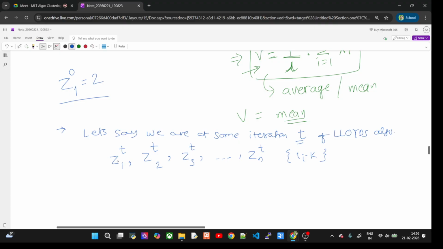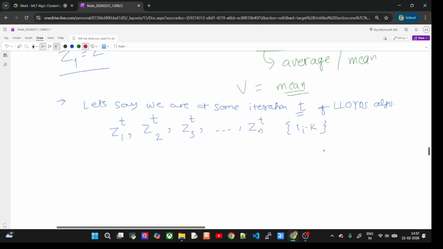What are these clusters? Their indicator says it here. Maybe z1t has the value 2 if you have two clusters, so one point is in cluster 1 and another is in cluster 2. These are just assumptions. You have the values z1t, z2t, z3t, up to znt, and these are my cluster indicators.